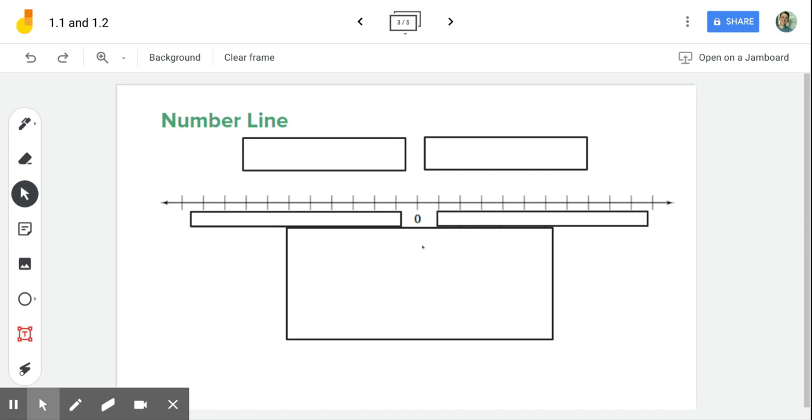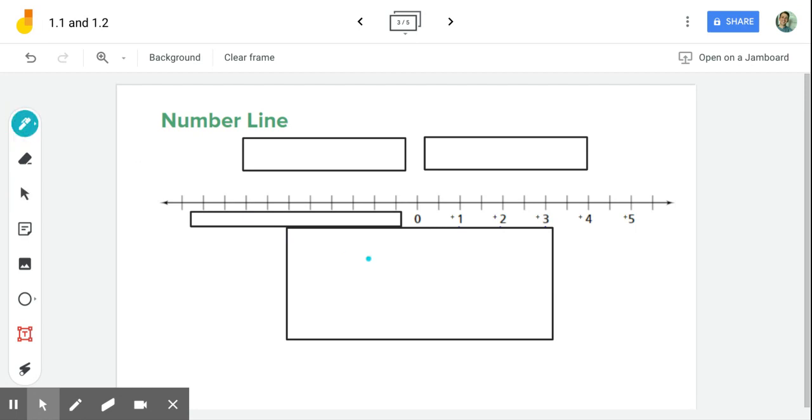So to begin, a good place to begin is to have 0 right in the middle. That's our very special number. And you know after 0 comes 1, 2, 3, 4, 5. You'll notice that I left some tick marks blank here, and I skipped over our integers. Those are going to represent the numbers that come between our counting numbers 1, 2, 3, 4, 5.